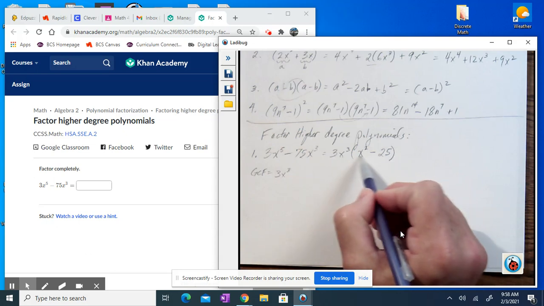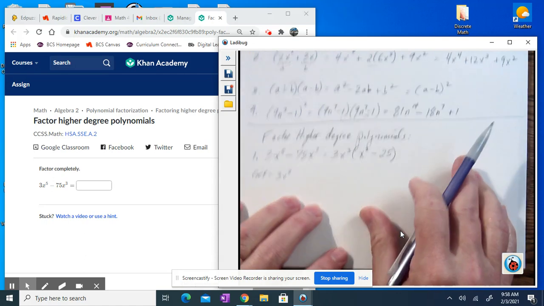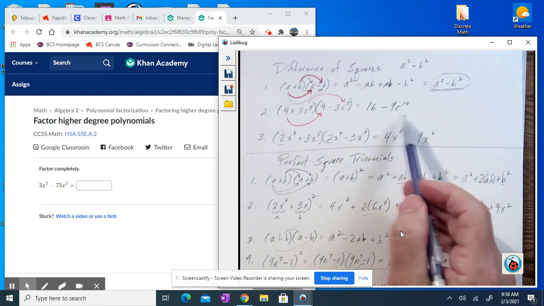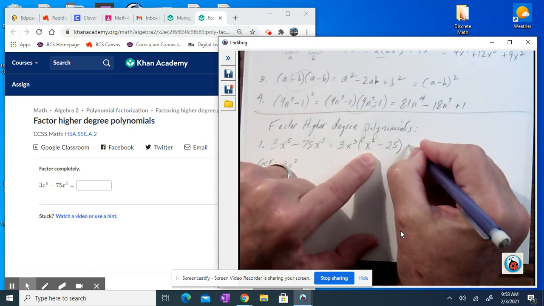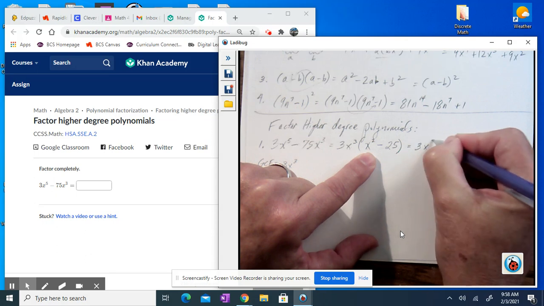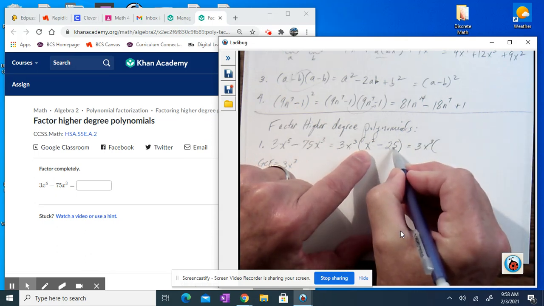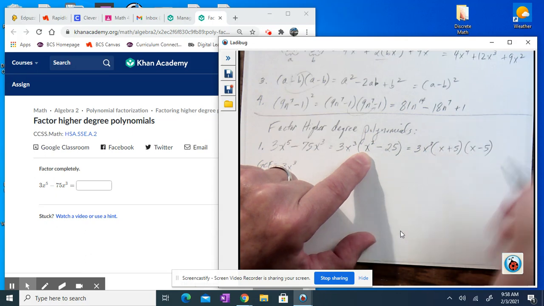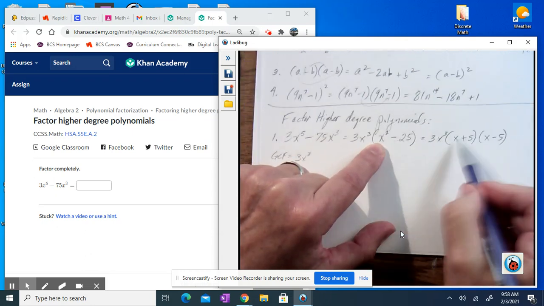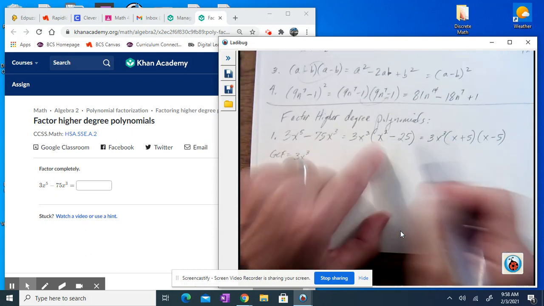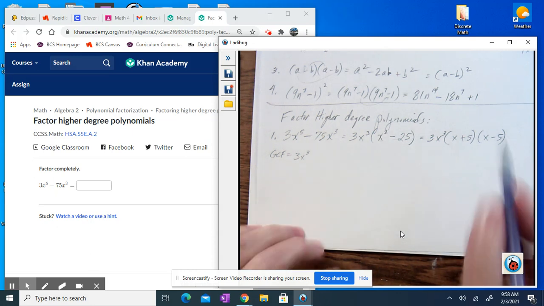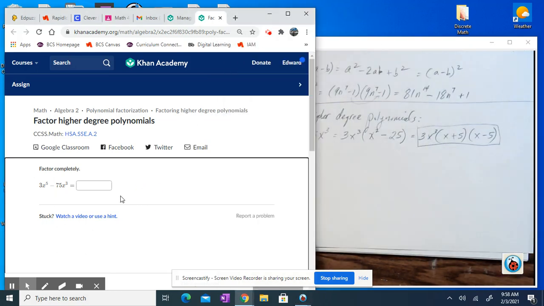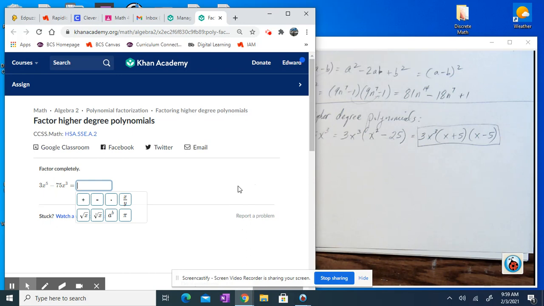Will this factor more? As a matter of fact, it will. If you notice, this is a difference of squares. So this would be 3x cubed, which is the first factor, and x squared minus 25 factors to x plus 5 and x minus 5, because if you multiply x plus 5 by x minus 5, you get x squared minus 25. Now this is fully factored, so this is your final answer. When you do these, you want to make sure you factor completely everything that you can factor.